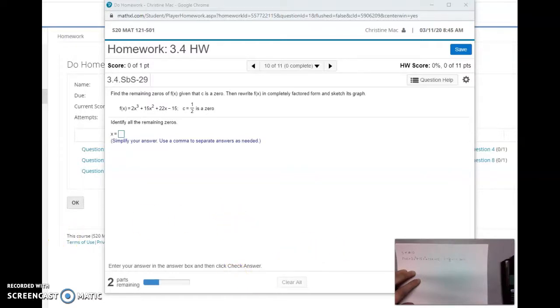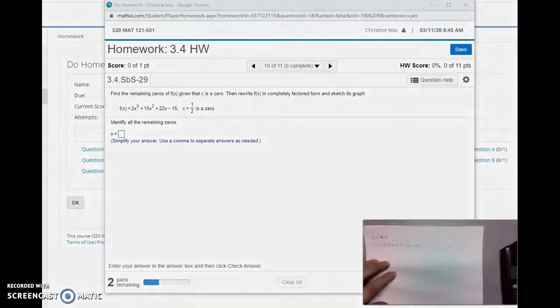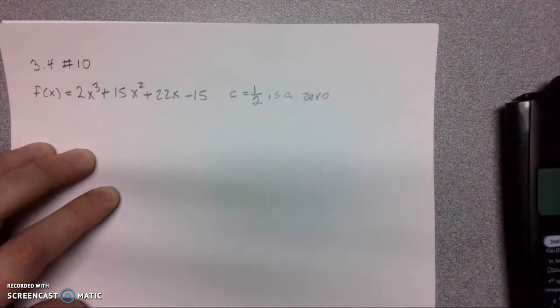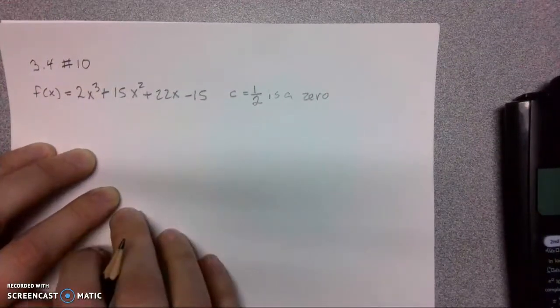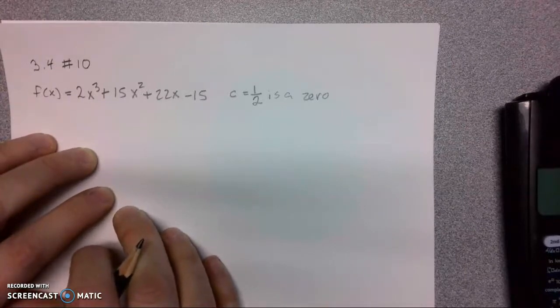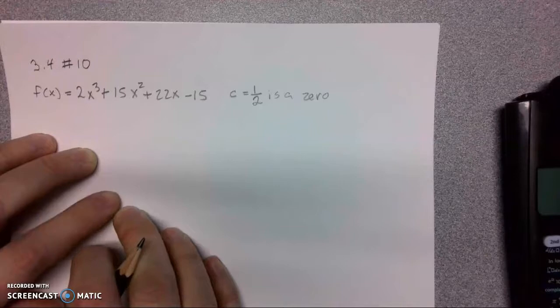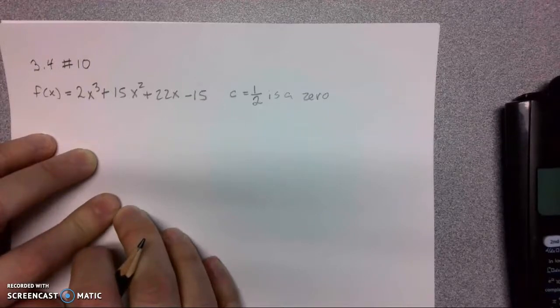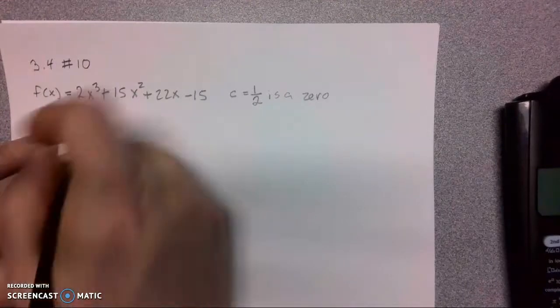Okay, so let's take a look at our problem. So we're given that 1/2 is a 0. So we want to do synthetic division with 1/2. Okay. So let's set that up.